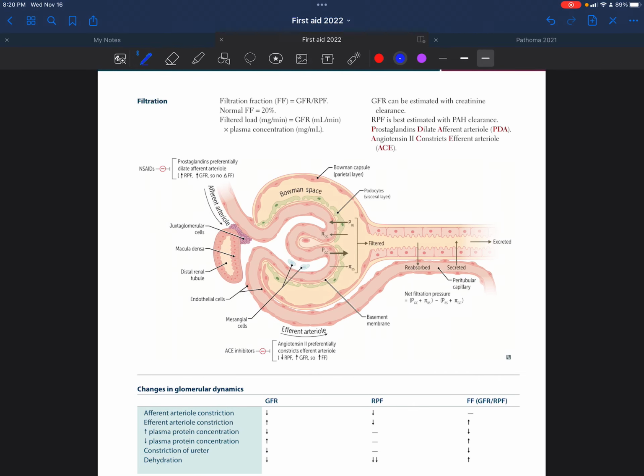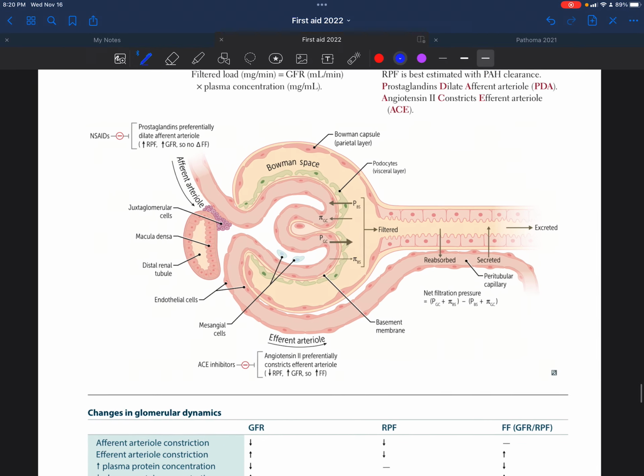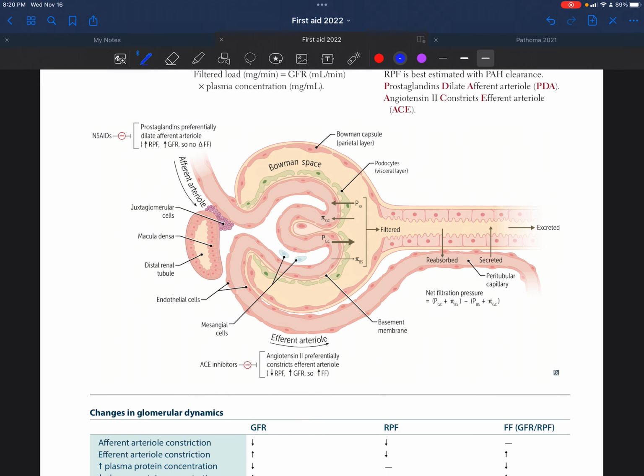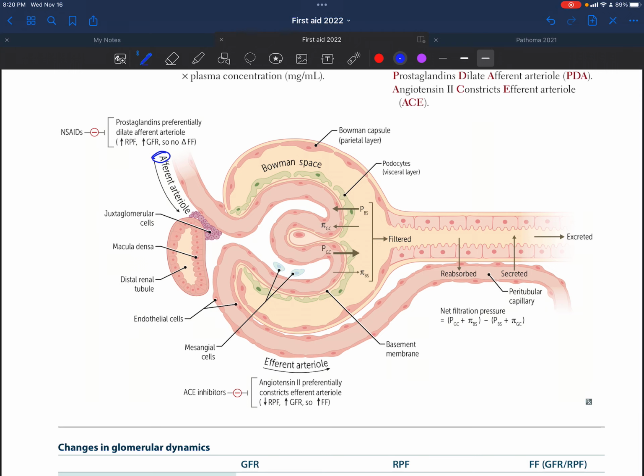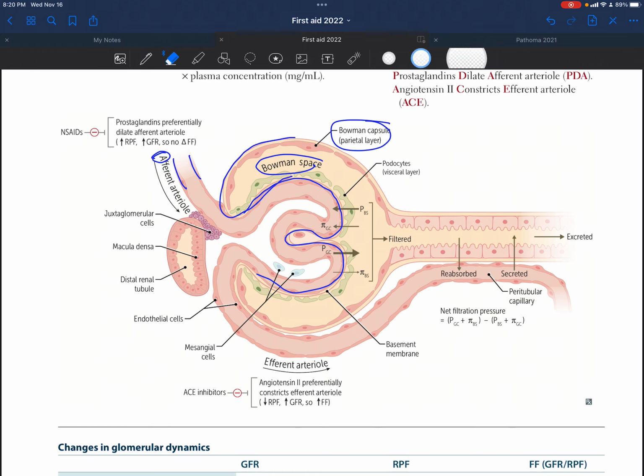Okay, so for the filtration, it's best to understand this image first. Basically, this is an afferent arteriole that starts with A, which means the arteriole that is going into the corpuscle and surrounded by the Bowman space, or actually the Bowman capsule. It's this big yellow thing.